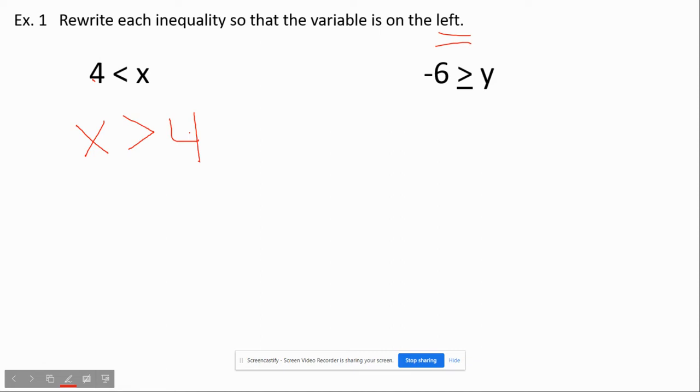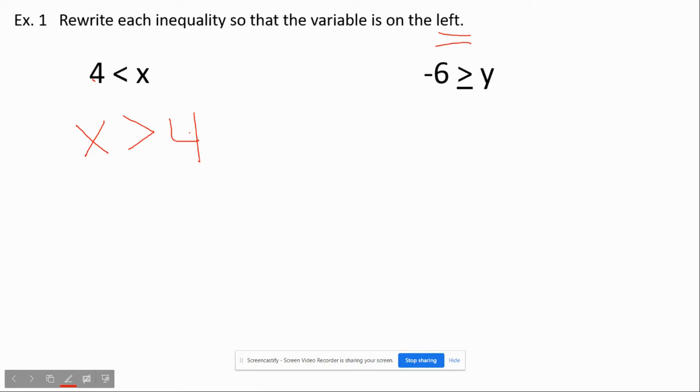Okay, so think about what numbers 4 is less than, right? You could say 4 is less than 6. Well, whenever you rewrite it, 6 is greater than 4. It's still saying the same thing. It's just writing it so that the variable is on the left-hand side.